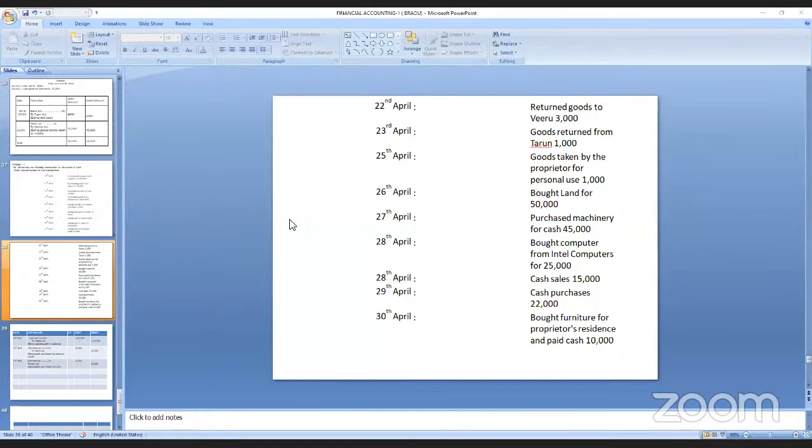Yes, textbook, page number 65. Journalize the following transactions. There are 2 questions, those 2 are the homework. I don't know what textbook you have. It is there on page number 65 in your textbooks. Otherwise, I'll send the screenshot to your group.